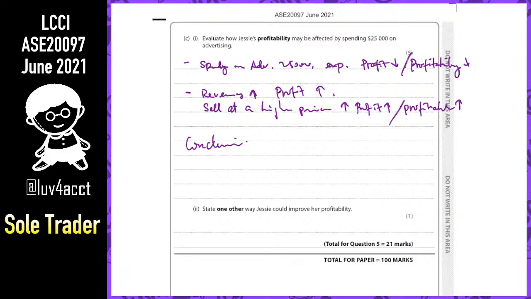Last, state one other way Jessie could improve her profitability. Always, when we're talking about an increase in profitability or profit, one way is to increase your income, another way is to reduce your expenses. So you can spend less, reduce expenses. Less wages paid, less general expenses paid, electricity, you switch off the aircon for longer hours. It can help you save expense, and then profitability goes up.